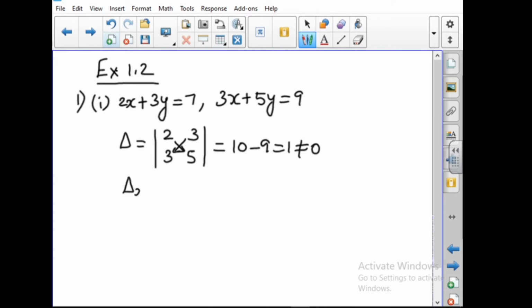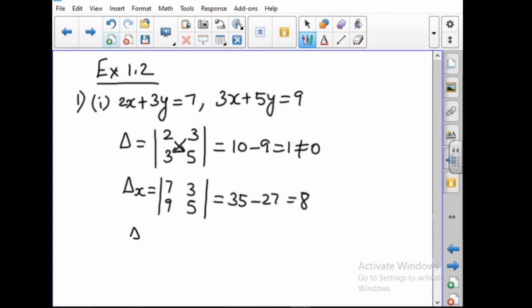Next, we have to find delta x. Delta x means we have to replace the x coefficient by the constants. The constants here are 7 and 9, so replace it by the constants 7, 9. The y coefficient is the same, 3, 5. So 35 minus 27, and here your answer is 8.